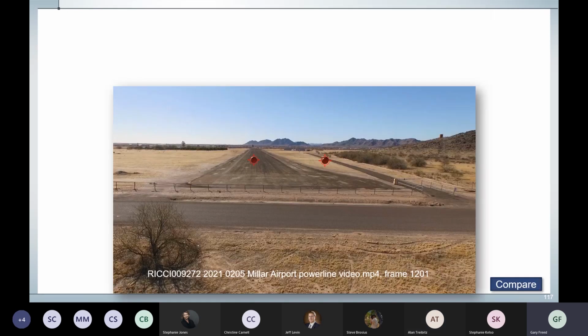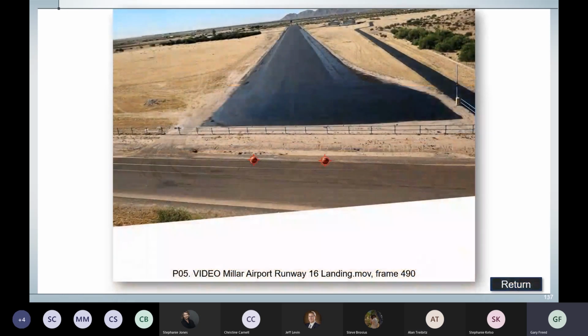Our guy was down here, not paying attention, being a hot dog pilot, compared with what they have presented as a prudent pilot. You should have been up here. So that's the story.